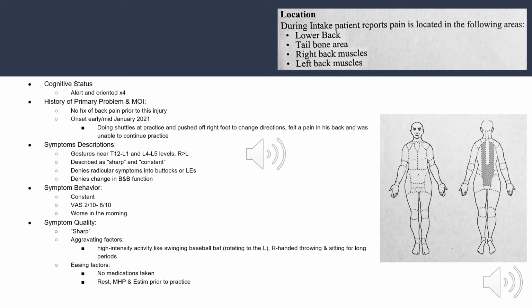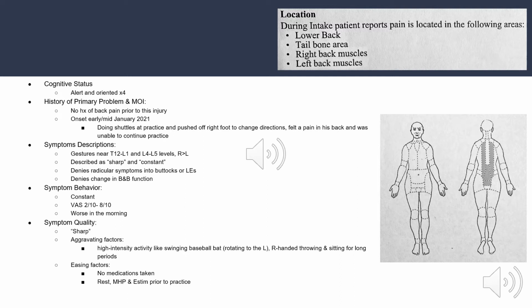The way he describes his pain, he gestures near T12-L1 and also L4-L5 levels, and the right more than the left paraspinals as well. He stated that in his subjective interview, although it wasn't really indicated in the picture on the right. He describes his pain as sharp and constant. He denies radicular symptoms into his buttocks or lower extremities, and also denies any change in bowel and bladder functions.